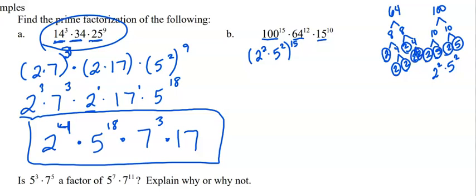We got a lot of 2's going on here. 1, 2, 3, 4, 5, 6. So 2 to the 6th power is 64 prime factored. So that's 2 to the 6th power, but that 64 was raised to the 12th power. So we raise that 2 to the 6th to the 12th power.